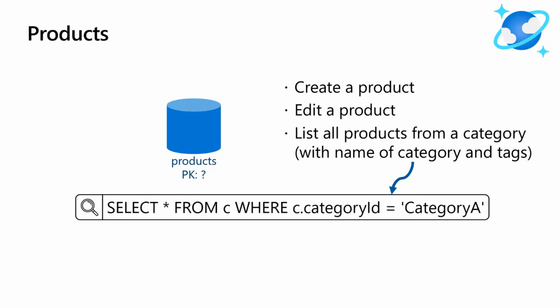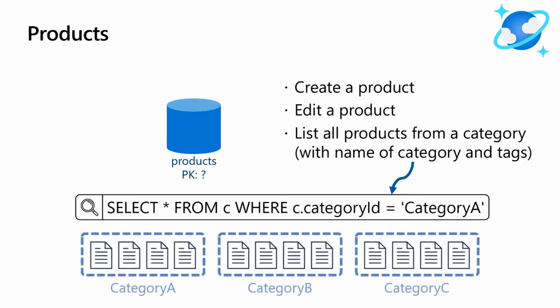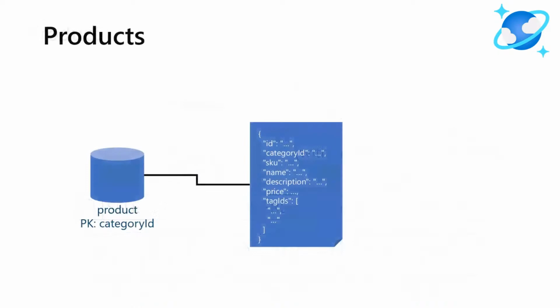So we need to list all products that match a specific category. The corresponding query, SELECT * FROM c WHERE c.categoryId = 'category A', will return all the products for that category. In order to make this a single-partition query, we need to have all the products from the same category sit in the same logical partition. What that means is that for our product container here, we're going to use categoryId as the partition key. So now every time I run that query, it's going to be within a partition.